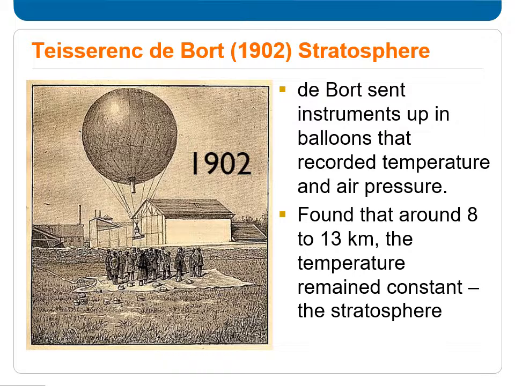Teisserenc de Bort and Assmann sent instruments up in balloons that recorded temperature and air pressure. About 200 balloons consistently showed that at a certain height in the atmosphere, temperature no longer dropped, but remained nearly constant between 8 and 13 kilometers high in the atmosphere.